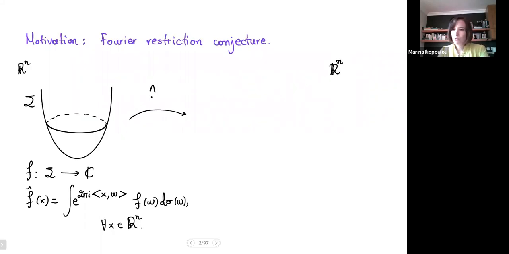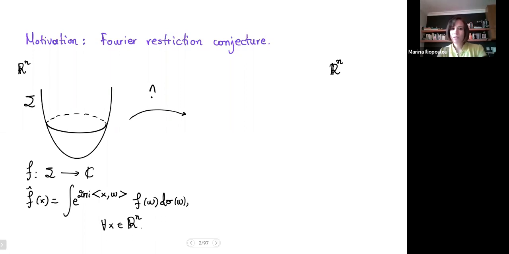So yeah, my motivation comes from Fourier restriction theory. This conjecture says, let's take a curved surface inside Rn, and let's take a function that's defined on that surface. Can we understand its Fourier transform? What does its Fourier transform look like? The Fourier transform of such a function will be defined in a standard way. At every x, it will be the integral of the function, but this time defined, of course, on the curved surface with respect to the Lebesgue measure induced by the measure in Rn. And we integrate against a twist that has to do with the point x, where we evaluate the Fourier transform.